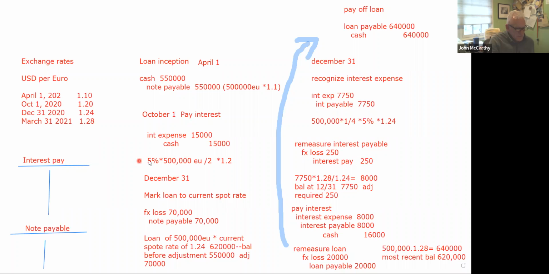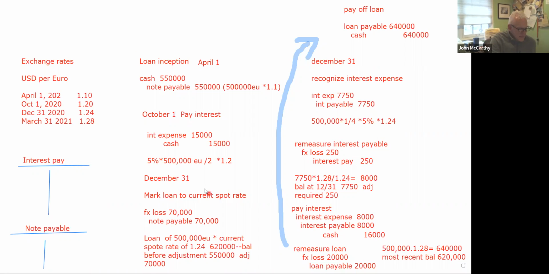500,000 euros at 5% annual rate. I divide that by 2 because it's only 6 months, and I multiply that by the spot rate that I have to pay there, and that becomes $15,000. I think most people had that right in the class this morning. Some people marked the loan to market at October 1, and you could have done that. I think what was up on the board was 50,000 in October 1, 50,000 December 31. That wasn't right. So it's some split.